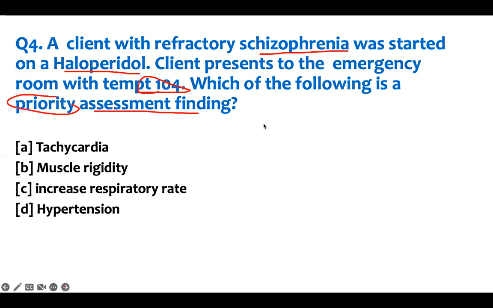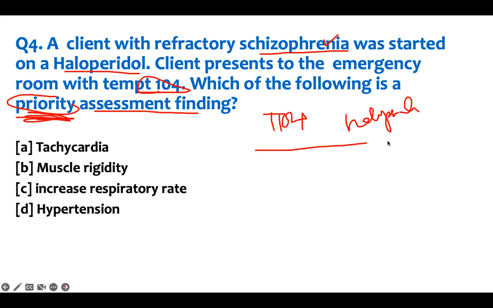So the same thing, adapt NCLEX. We look at it backward. Which of the following is a priority? You see, I put priority. This is not a SATA question, it's a priority. What is the issue? A client presenting with schizophrenia, so psychotic, was started on Haloperidol. The client presented to the emergency room with a temperature of 104. So I have Haloperidol, and I came in with a temperature of 104.